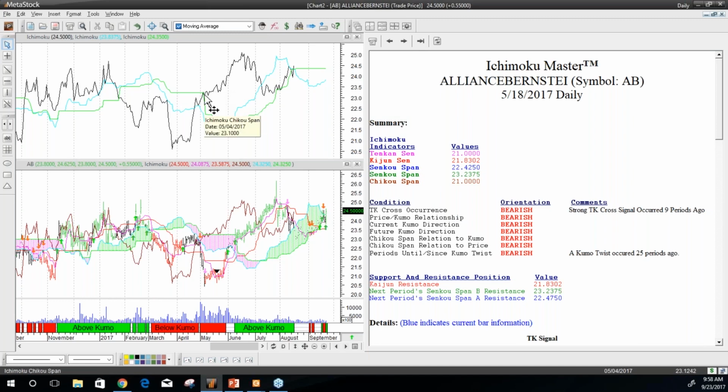Travis just made a comment that I thought was interesting, that the Chikou span is the most important and the most useful indicator.